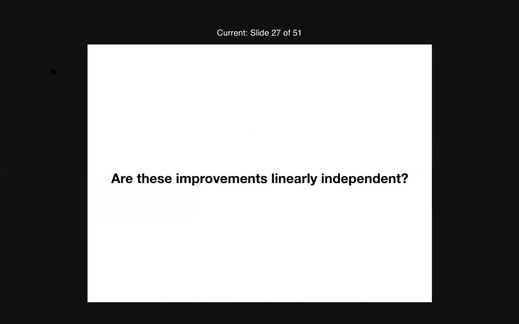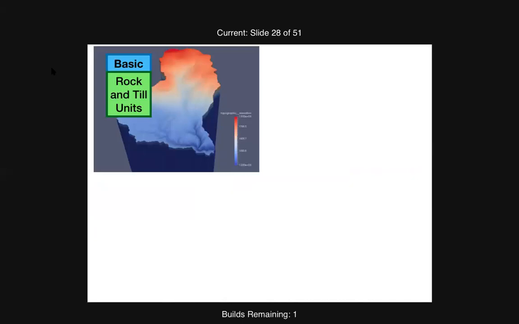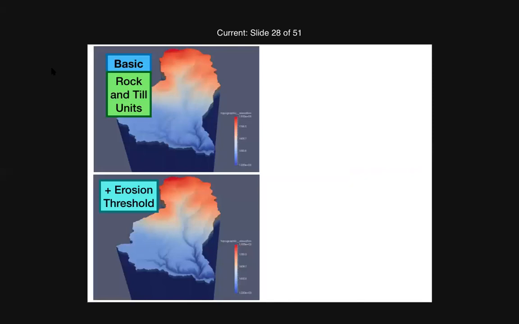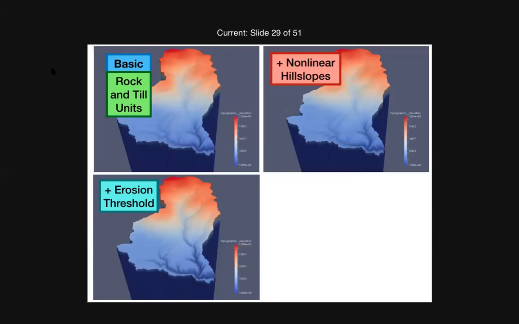To address this, let's look carefully at each of these calibrated models. Here we have the basic model with rock and till units, and the model in which we've just added the erosion threshold. As I said before, this means that we're incising a little bit extra in this upper part of the watershed. We're also having less erosion on the plateau than in the channels. But if you just add the nonlinear hillslope model to this basic rock till model, you end up making the exact same result as this one here.